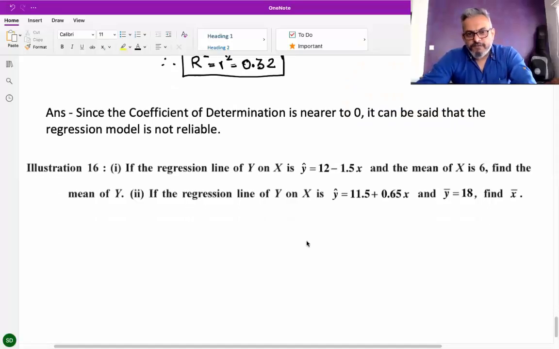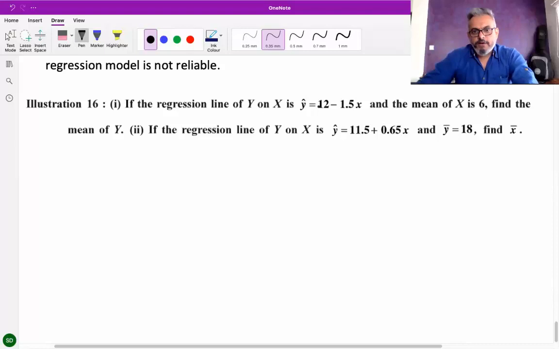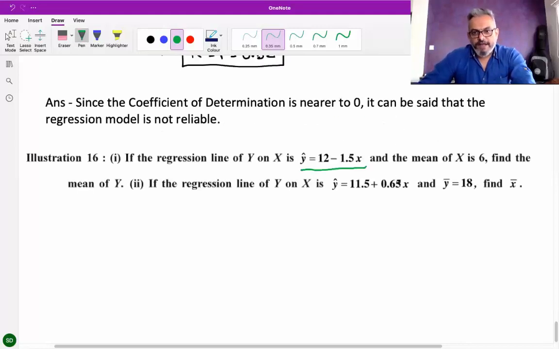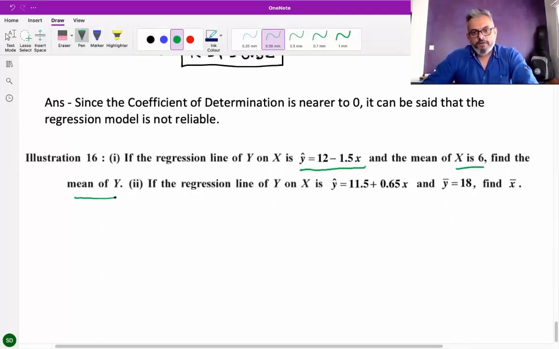We will be doing illustration 16. It's a typical sum, so please pay attention. If the regression line of y on x is y cap is equal to 12 minus 1.5x and the mean of x is 6, find the mean of y. So now let's solve the first one.